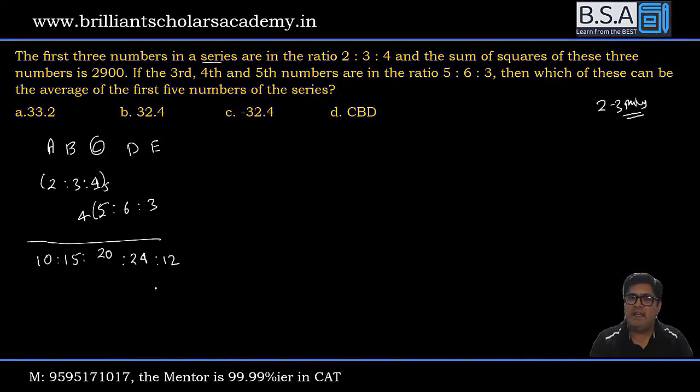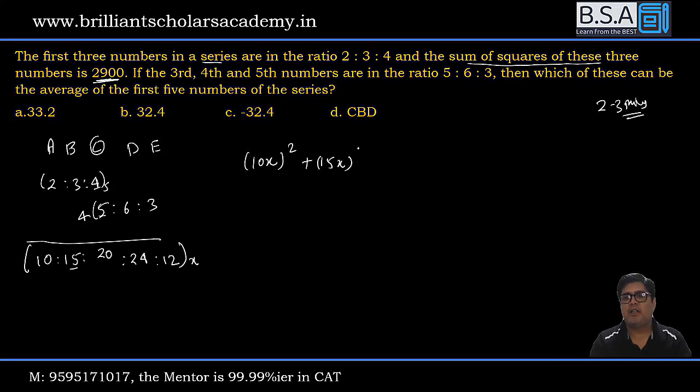Now what has been given to us? Square of these numbers. As I told you a few minutes back, you cannot use them without a factor. So I'm imagining the multiplying factor is x. If that is the case, the first number is 10x. I want a square because this is the addition of the squares of these numbers. Second number is 15x. I want a square. And third number is 20x. I want a square. That is equal to 2900.